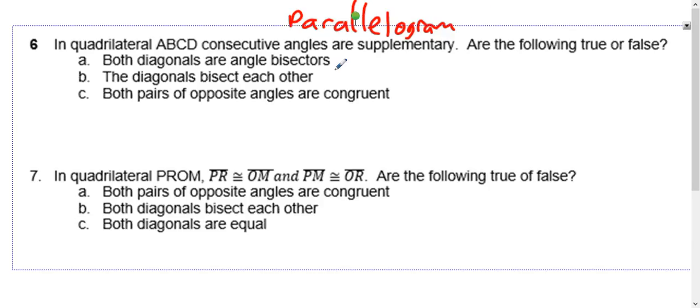So both diagonals are angle bisectors. That's not true for a parallelogram. That's actually true for a rhombus. And we don't know that this is a rhombus. So that's false. The diagonals bisect each other. That is true for parallelograms. Both pairs of opposite angles are congruent. That's true for parallelograms.